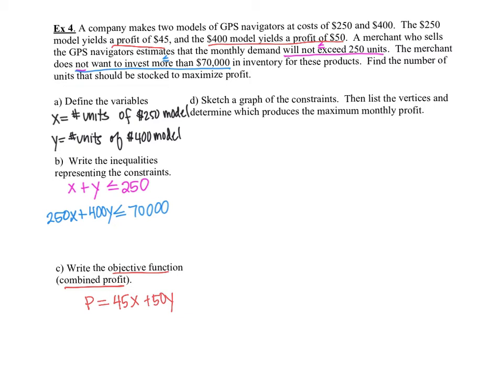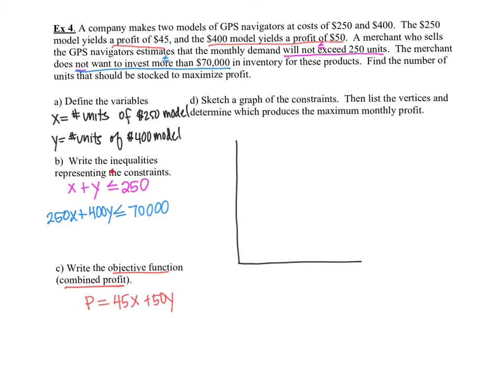Okay, now I'm going to sketch a graph, list the vertices, and determine which produces the maximum monthly profit. I'm just going to do a sketch. You are welcome to do the same. Because X and Y are greater than or equal to 0, I'm not even going to sketch any quadrant other than 1. Now I am going to graph this using intercepts, and I'm going to make a sketch, so it's not going to be perfect.